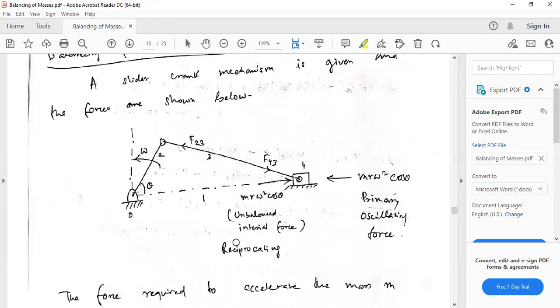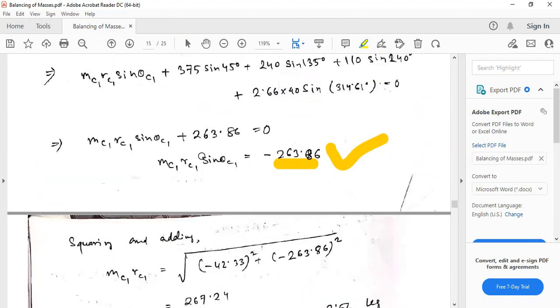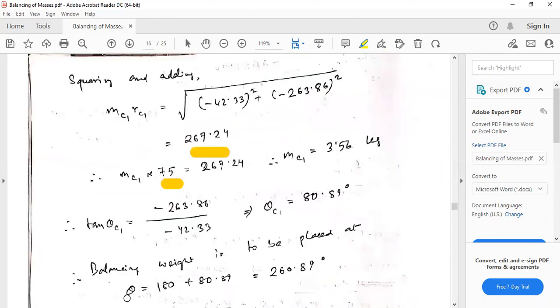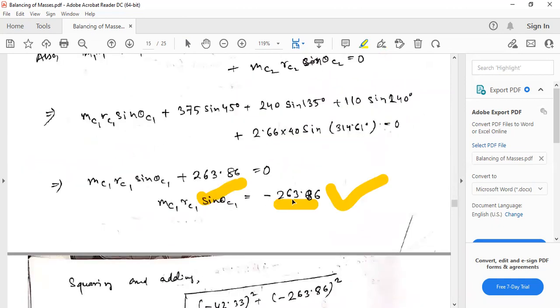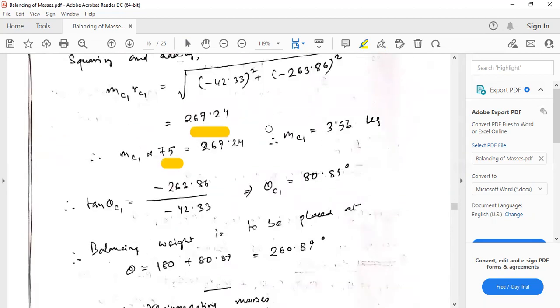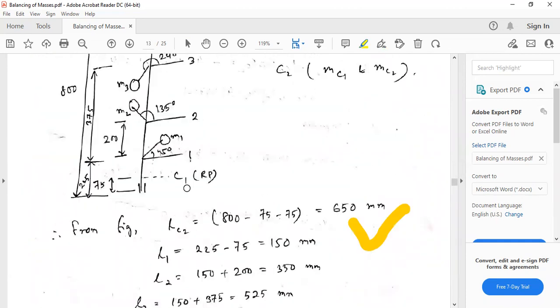So theta C1, you know how to find? Yes, just divide this by this. So sine theta C1 by cos theta C1 is tan theta C1. And the right hand side is minus 263.86 divided by minus 42.83. By finding this, we have got a positive value of theta, 80.89, which is anti-clockwise if you take. So in this direction, you see, almost 80 degree angle.